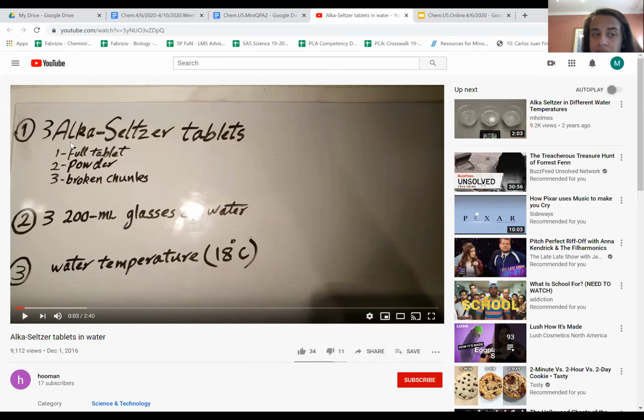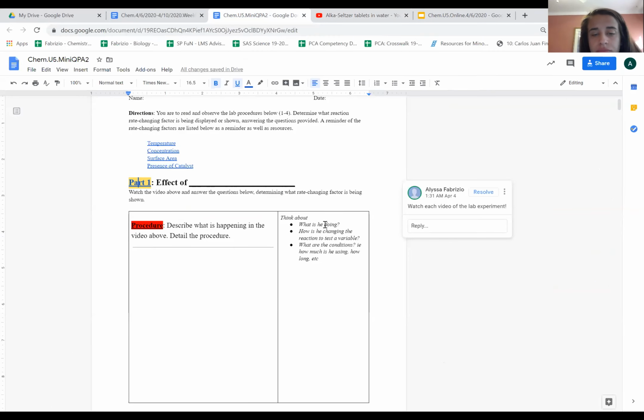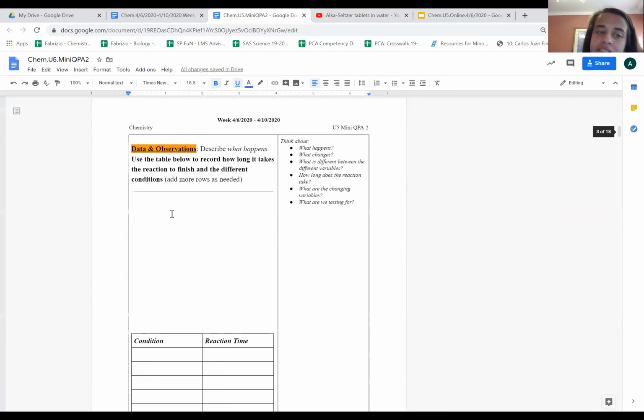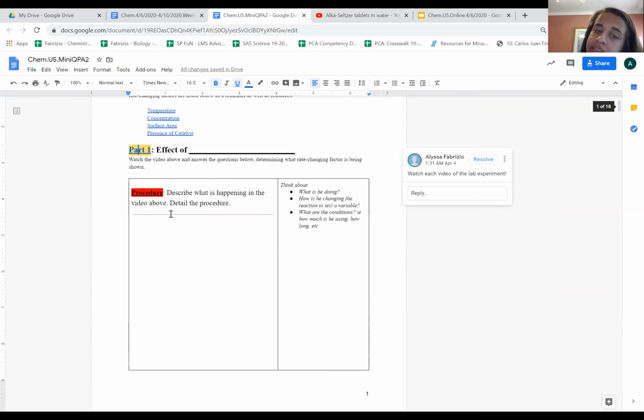We have 3 Alka-Seltzer tablets: 1 is full powder, 1 is powder, and 1 is broken into chunks. We have 3 200 milliliter glasses of water. The water temperature is going to be 18 degrees Celsius. After watching that video, I'm not going to watch it with you. This is mini QPA. I want to see what you know. You are going to answer the question. We have our little boxes here for procedures, so describe what is happening in the video.